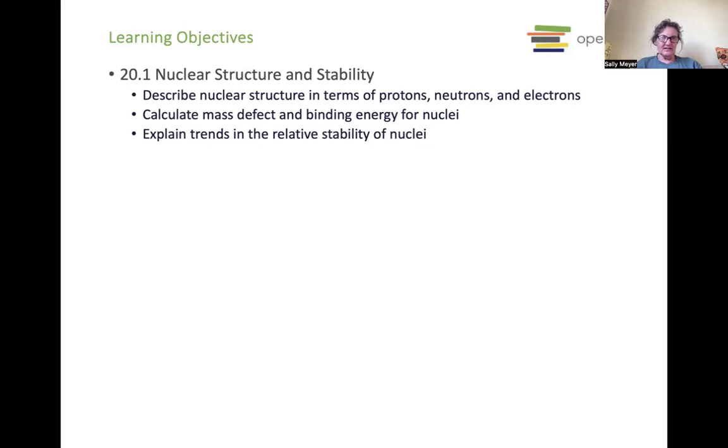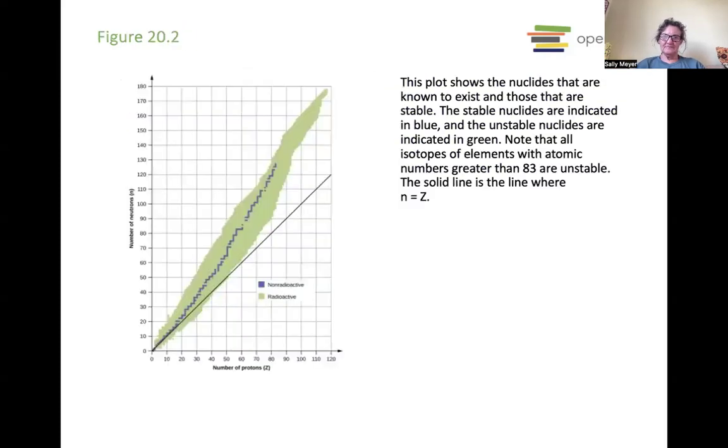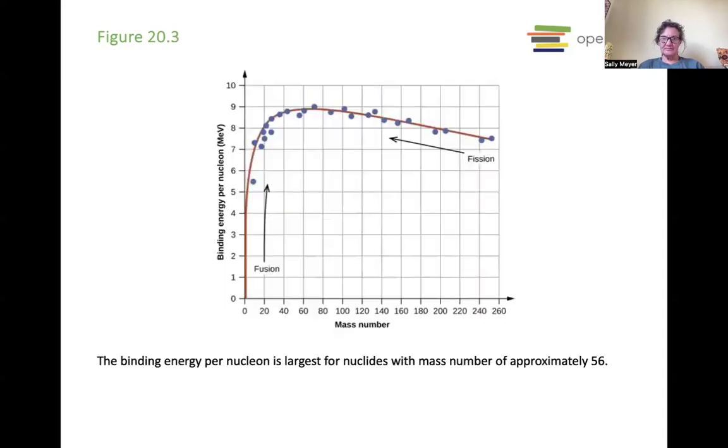We're going to then explain the trends in the stability of nuclei. So this is just a graph. The straight line would be a nucleus that has an equal number of protons and neutrons. And the blue kind of jagged line that goes through the green is the stable set of isotopes. So those isotopes where the neutron to proton ratio is such that it makes them stable. The green region are isotopes that are radioactive, so they're not stable. And in those proton to neutron ratios, those nuclei fall apart.